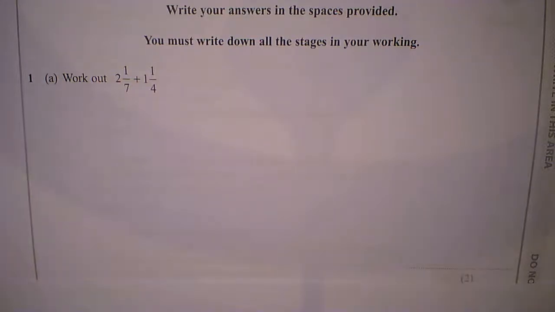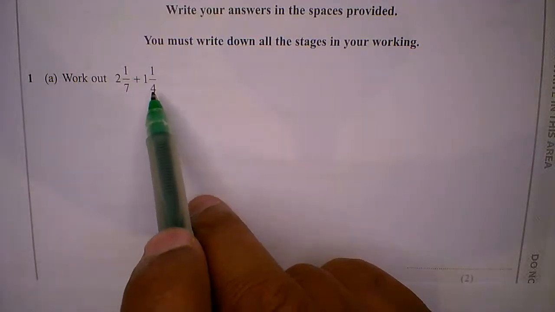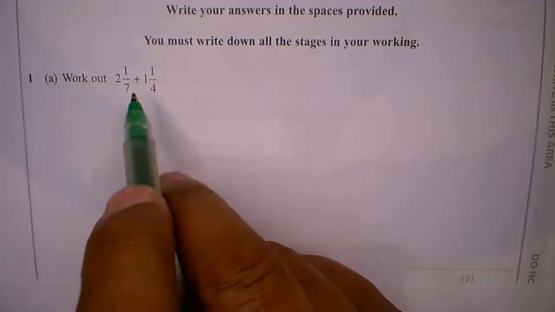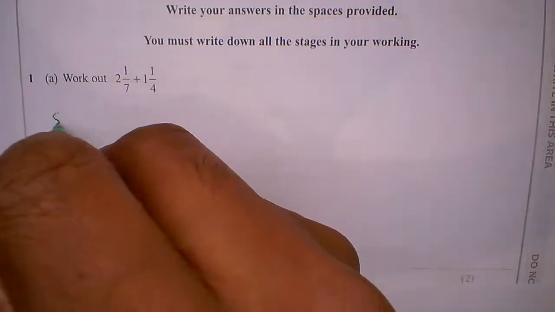So let's look at how we solve this. So question 1a, work out 2 and 1/7 plus 1 and a quarter. So what topic is this? This is mixed numbers and we're adding them. So how do we solve this?